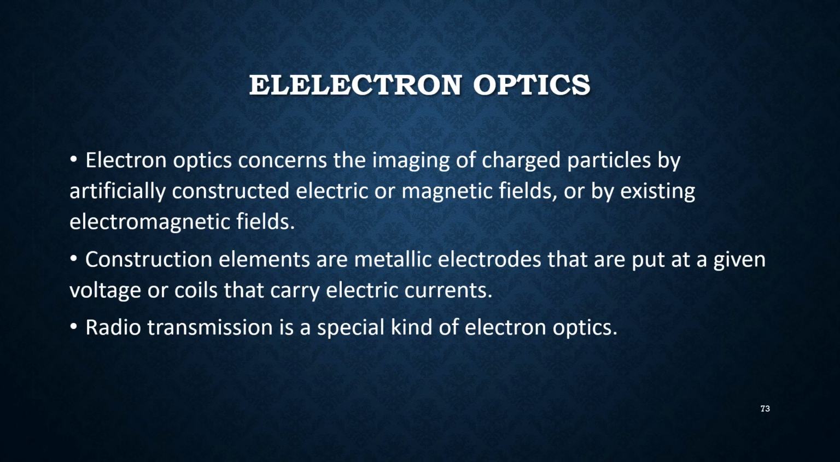Electron optics concerns the imaging of charged particles by artificially constructed electric or magnetic fields, or by existing electromagnetic fields. Construction elements are metallic electrodes that are put at a given voltage or coils that carry electric currents. Radio transmission is a special kind of electron optics.